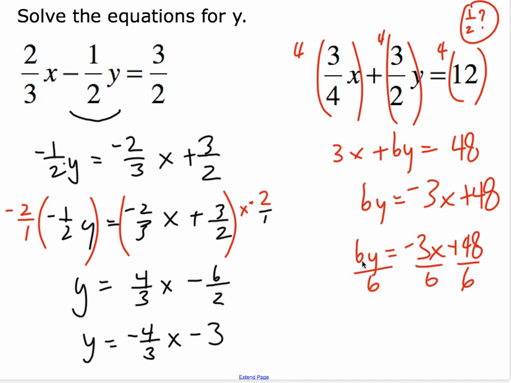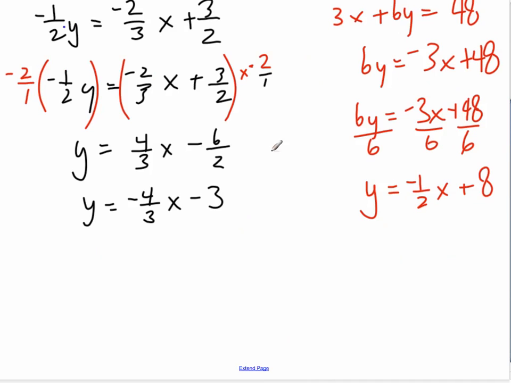So these would cancel, there'd be a y. This would be a negative, if you simplify it, negative 1/2 x. And 6 goes into 48 about 8 times. So now those two equations are solved for y.